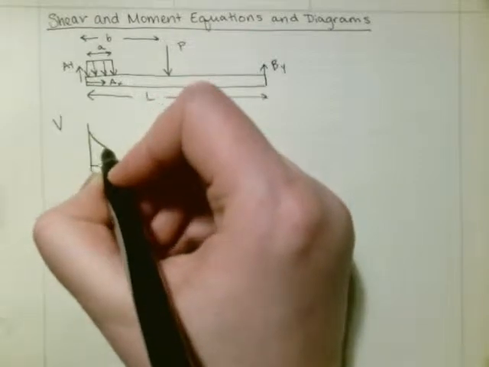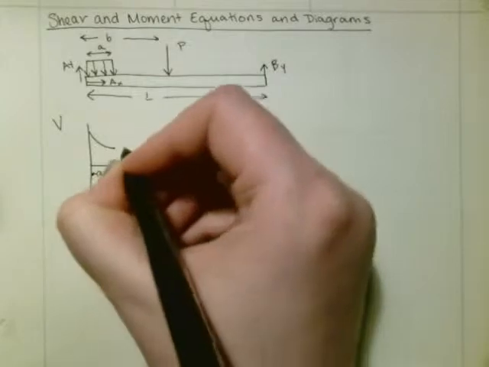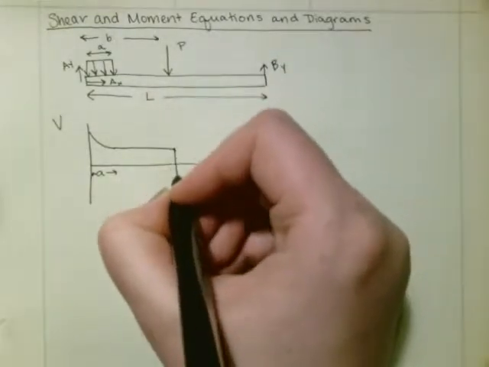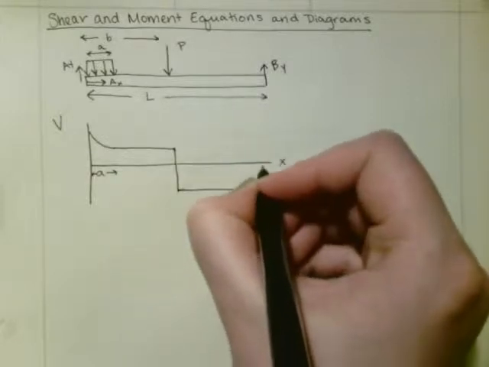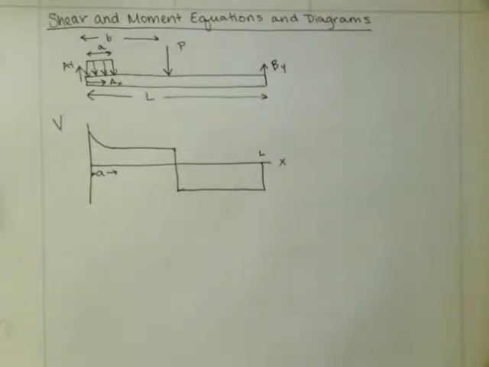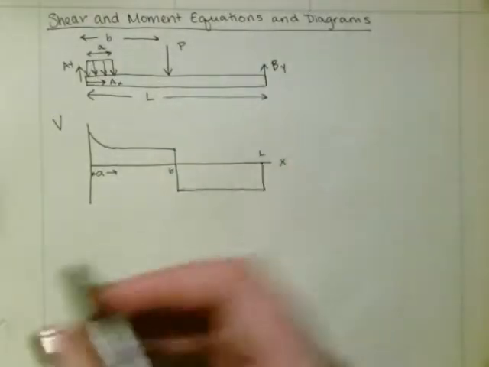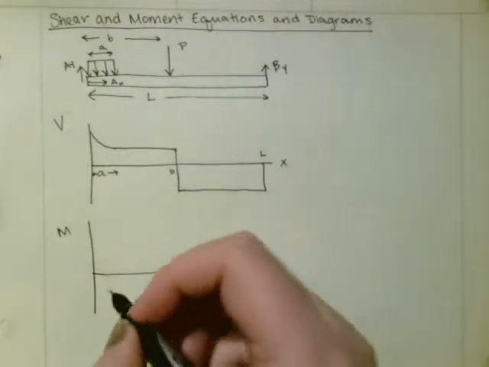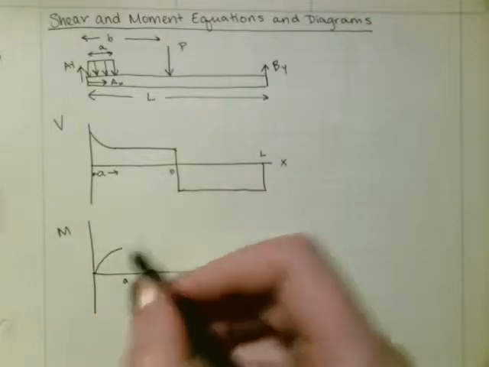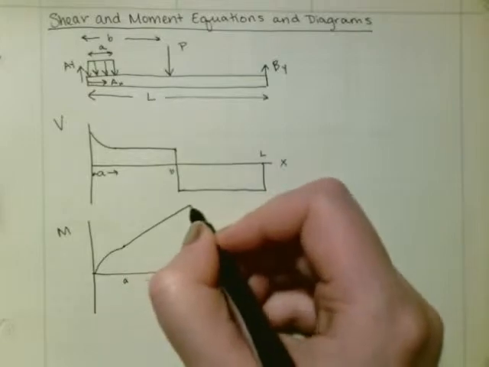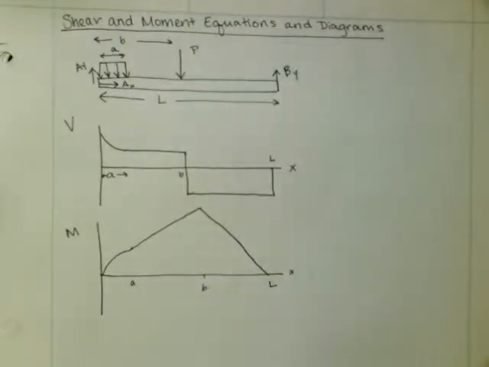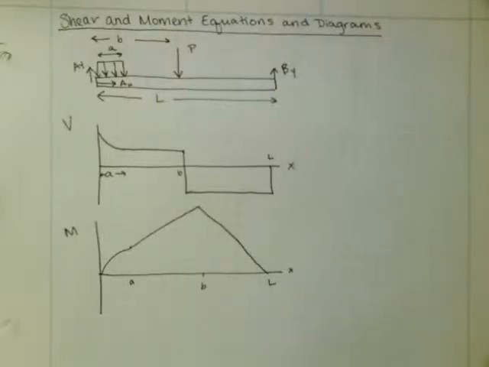So this one would look something like this. This goes out to A. Then from there we have the same shear force, and then at P there's going to be a discontinuity in the graph. We go back up at L. And we'll go over actually how to do this, but this would be an example of what it should look like. That's point B. So now we could do the same thing for the moment. It's going to go like that to A. Then from A to B, a straight line up. And then from B down to L, just like that. So let's look at the procedure of how to do this.